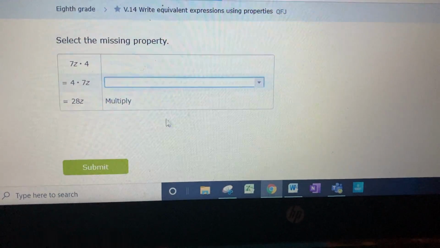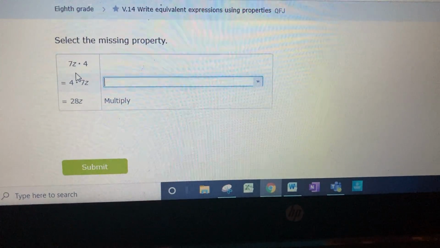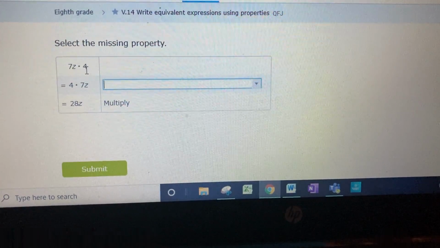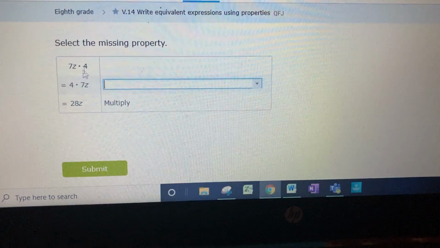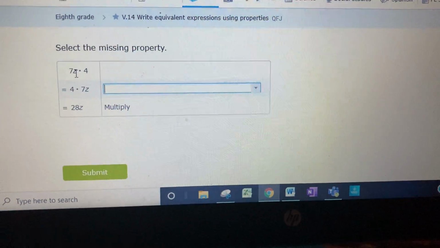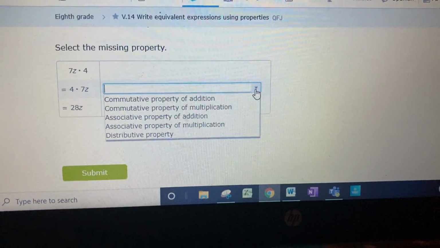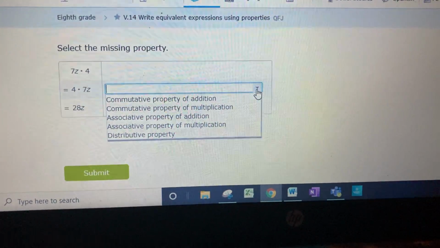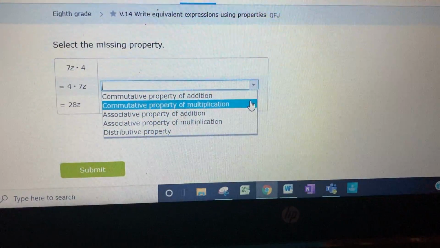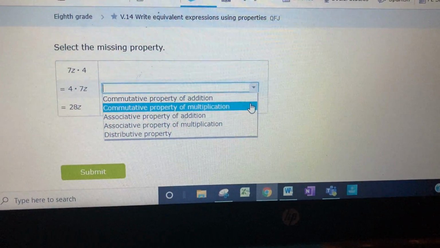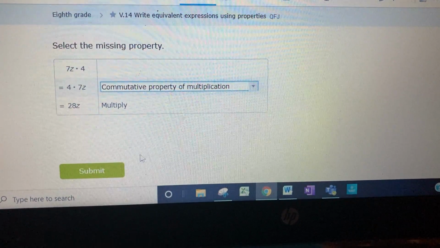All right, I'll do one more. All right, so this one, you're doing the same thing first, 7z times 4, 4 times 7z. So since it's multiplication, I know I'm using multiplication, and I'm still doing the same thing in the same order, so commutative.